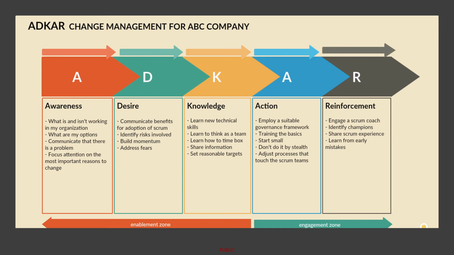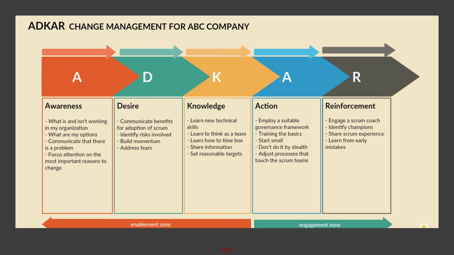Then, ADKAR, change management for ABC company. ABC means like for any company, it's just a symbol name. So basically, if you want a change management, then you should know this diagram. It is like A for awareness, D for desire, K for knowledge, A for action, and R for reinforcement. These are all the things you should keep in mind for change management.